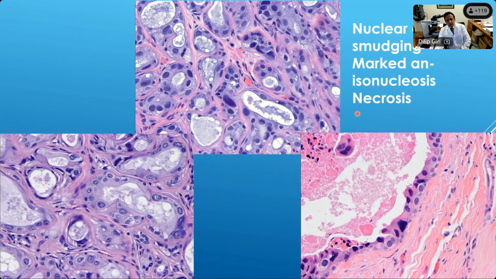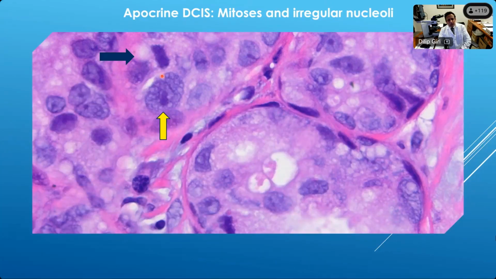And certainly the presence of necrosis would point to DCIS kind of lesions. In my experience, while these kind of features, including the presence of mitosis as seen here, are another feature that Rosen said, that when it comes to apocrine lesions, the presence of mitotic figures and atypical nucleolar features is suggestive of DCIS. So in my experience, all these morphologic features are helpful, but again, you cannot be dogmatic about anything.